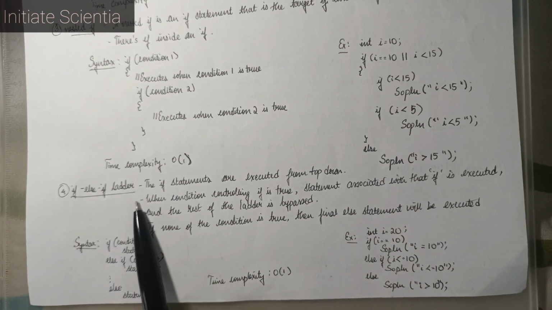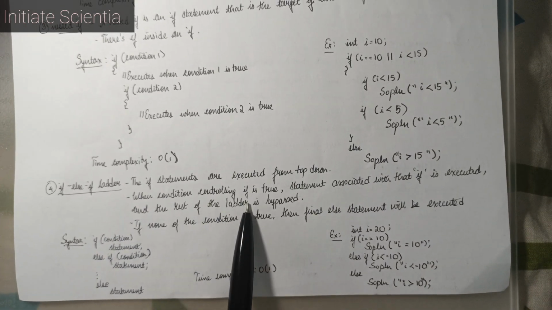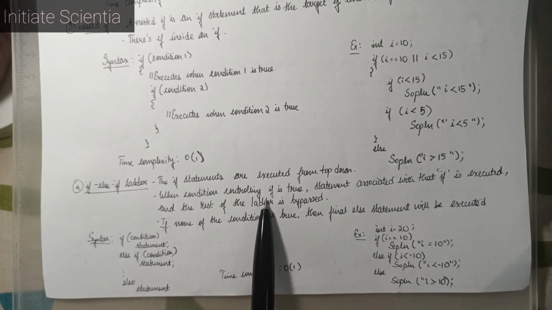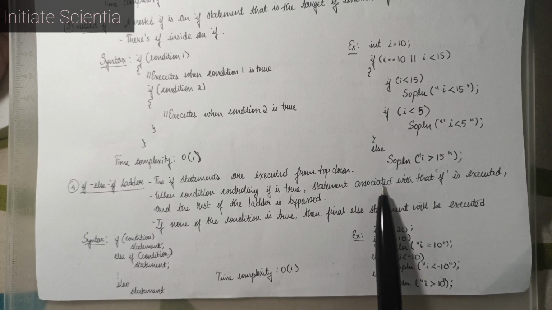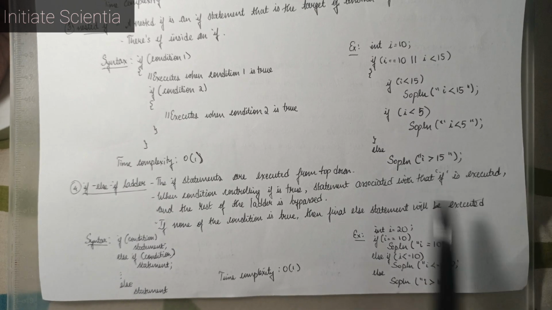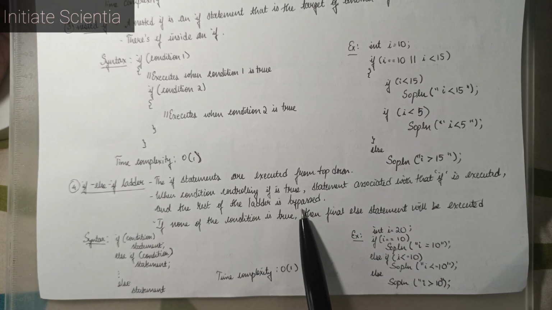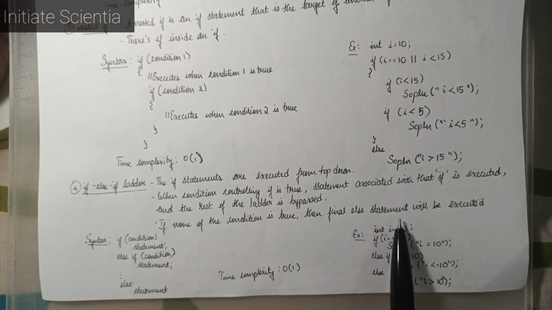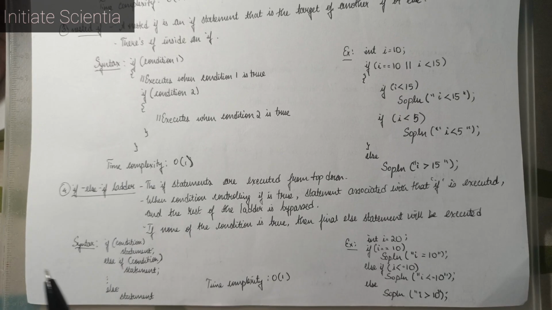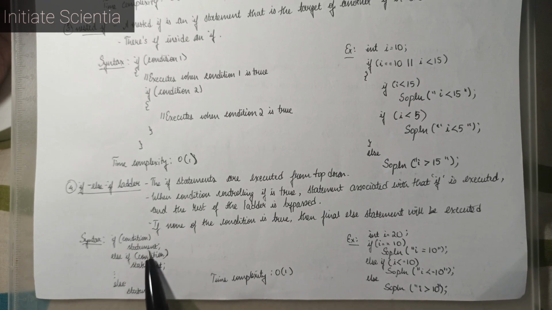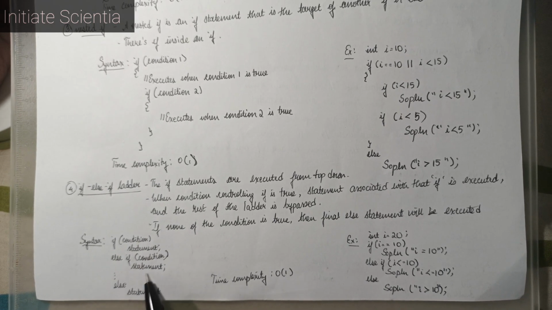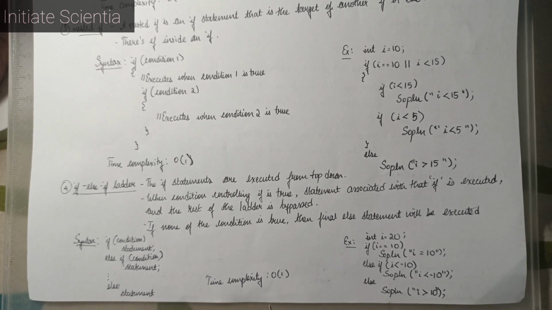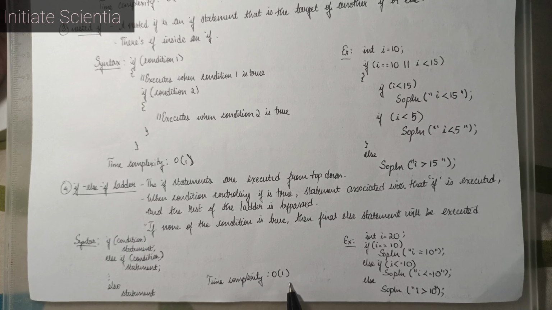Next, the if else if ladder. The statements are executed from top down. When the condition controlling an if is true, the statement associated with that if is executed and the rest of the ladder is bypassed. If none of the conditions is true, then the final else statement will be executed. Syntax: if (condition) statement, else if (condition) statement, and so on. Finally, it is the else statement block. Time complexity is O(1).